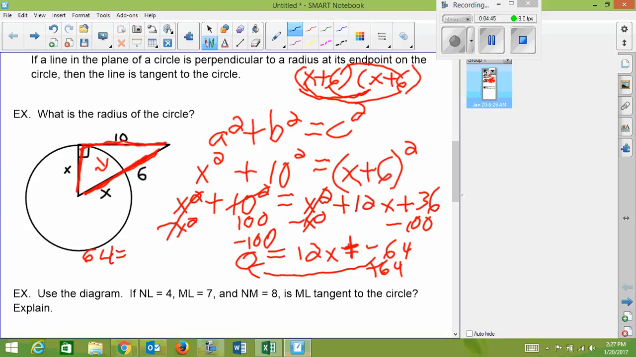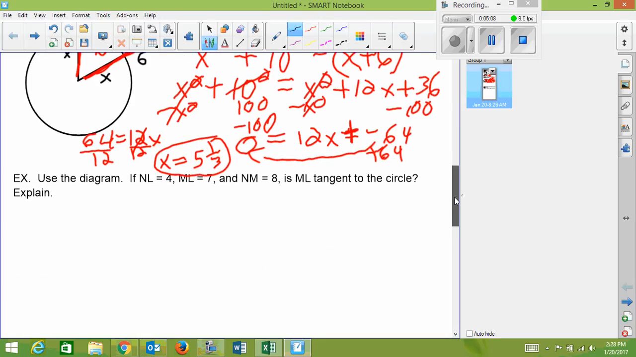So 64 equals 12x. Go ahead and divide by 12 for your last step. That makes x, which is your radius, equal to 5 and 4/12, so 5 1/3. And I don't have a label, so it would just be units in this case. So there you can use the Pythagorean theorem and your knowledge of tangents to solve that question.